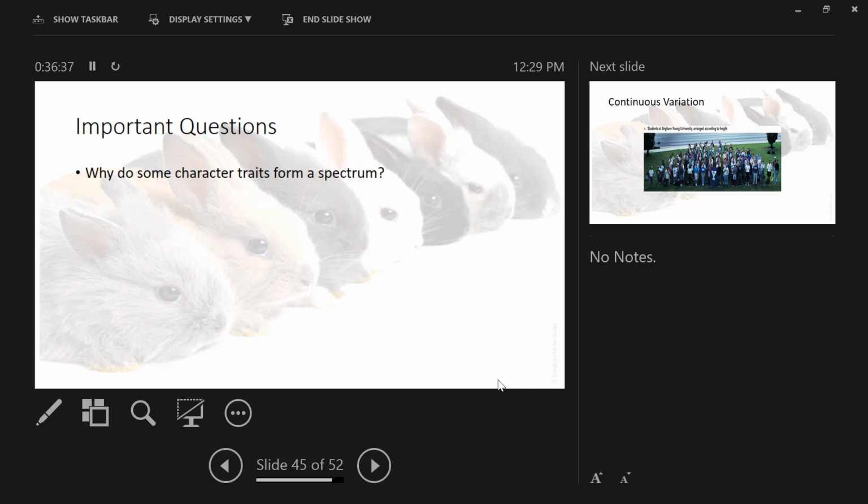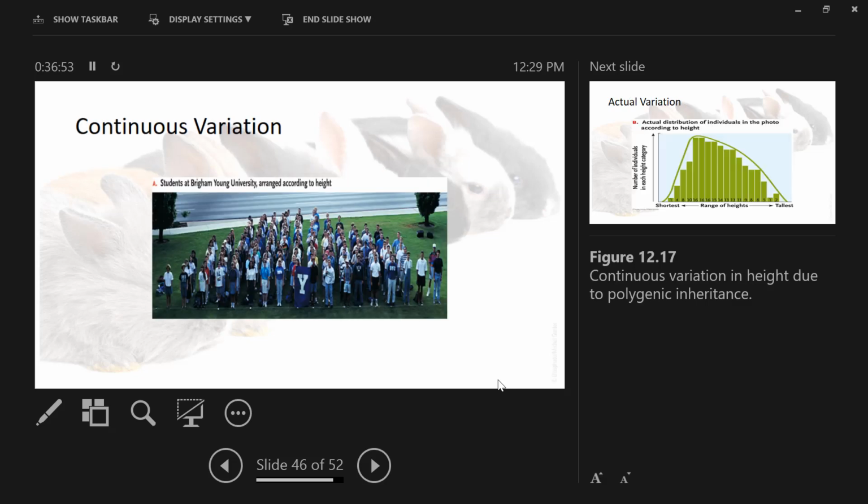So why do some character traits form a spectrum? Right, to where it's not like brown, blonde, blue, webbed fingers, no webbed fingers. Why do some character traits form a spectrum? For instance, like height. And so here's actually a pretty cool figure done at Brigham Young University, where they took a lab or a class and organized them according to height. And so you can see they built a nice bell-shaped curve. And so we've got height going on.